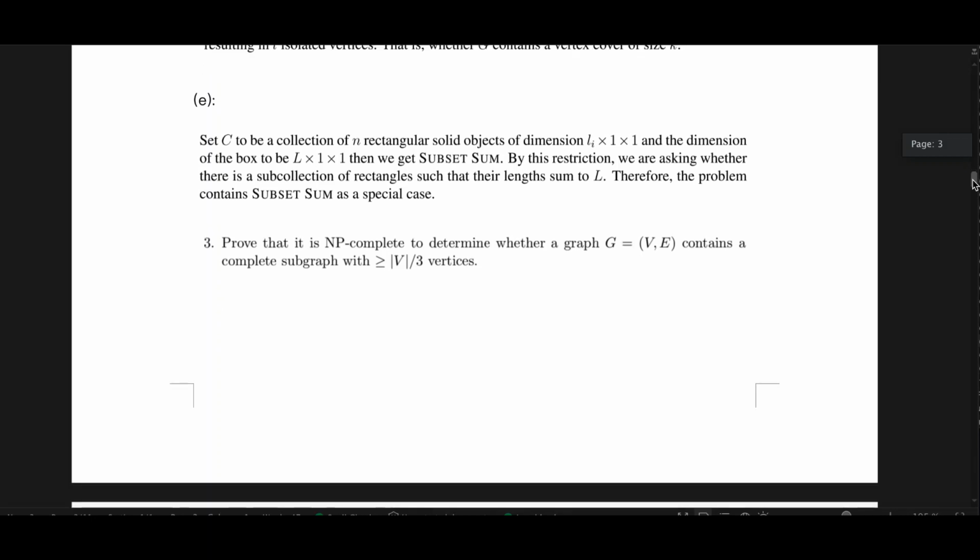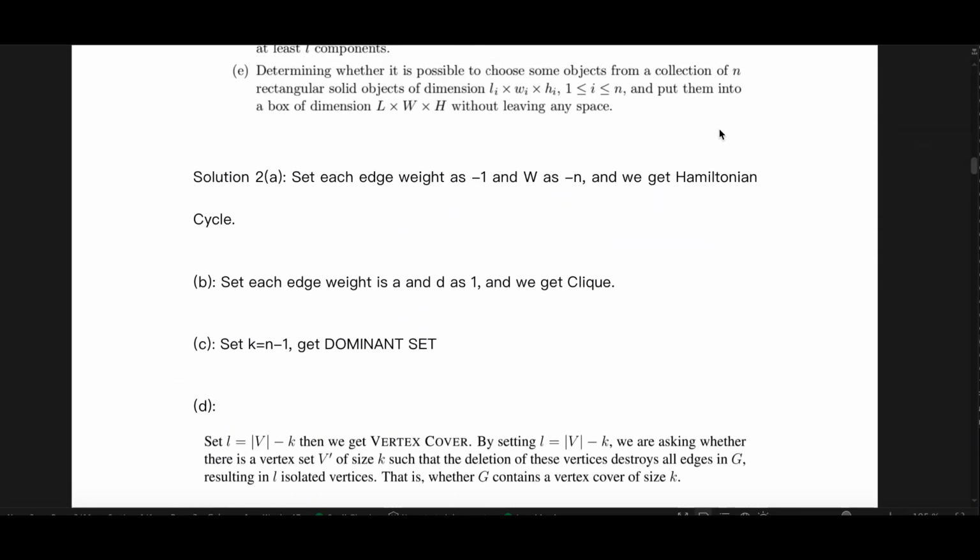Okay, let's look at the last question. The question is: determine whether it is possible to choose some objects from a collection of n rectangular solid objects of dimension Li by Wi by Hi, where i belongs to 1 to n, and put them into a box of dimension L by W by H without leaving any space.